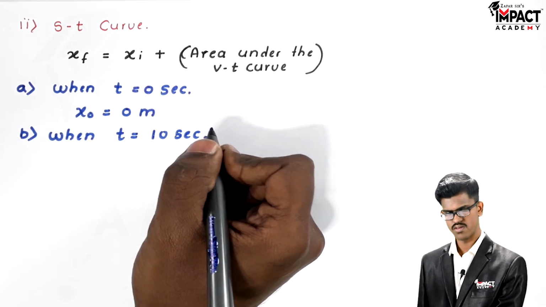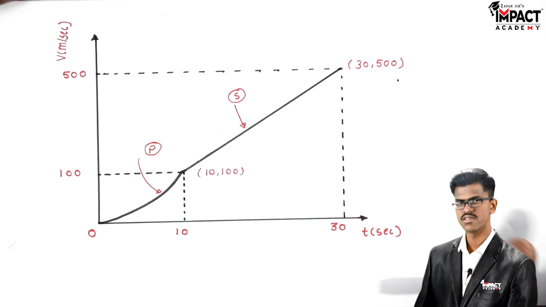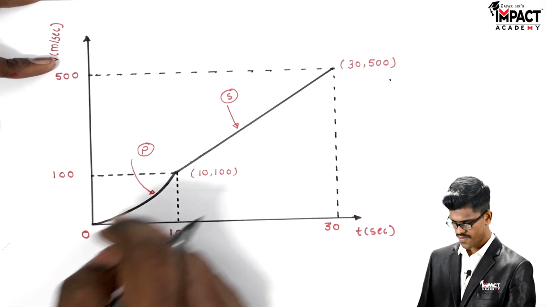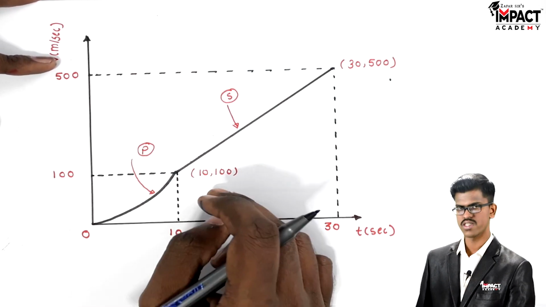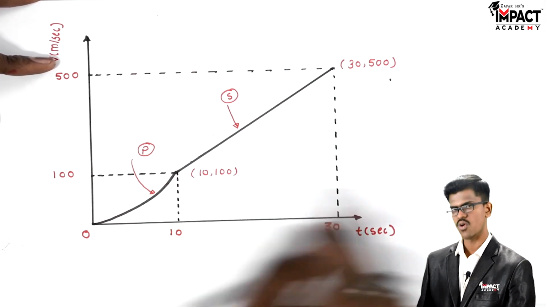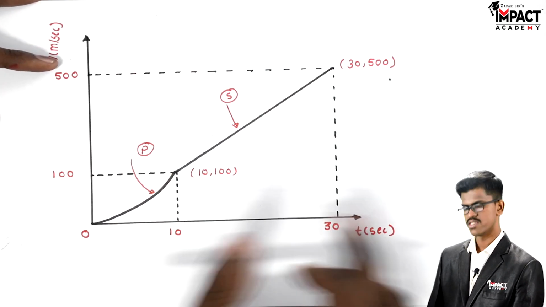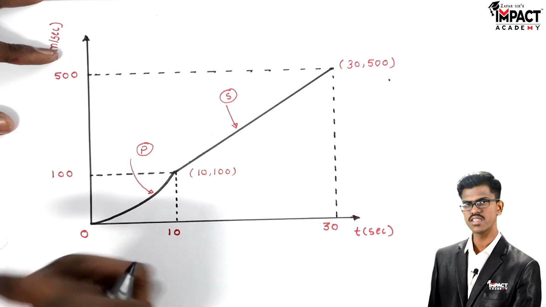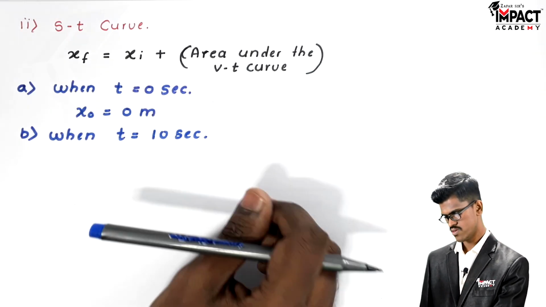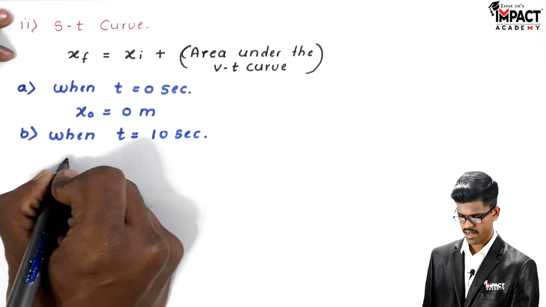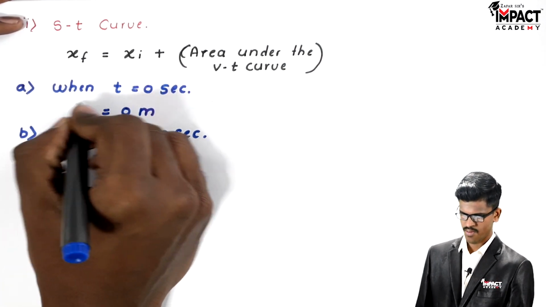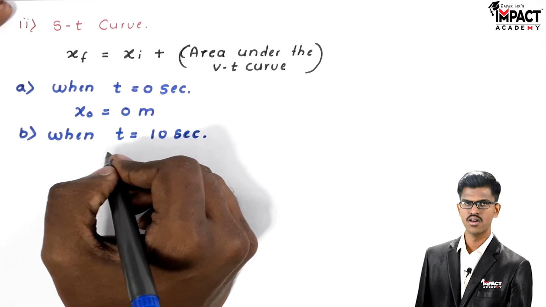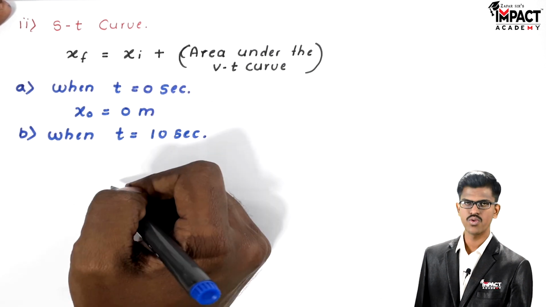So our formula is xf is equal to xi plus area under the VT curve. If we see this curve, it is not a regular shape like a triangle or rectangle, it is a curve. So we have to find the area under this curve. So we use the application of integration to find the area under this curve. So we found the position of the particle when time is equal to 0 seconds. Now we find the position of the particle when time is equal to 10 seconds.